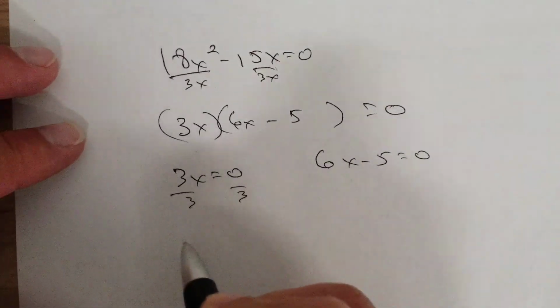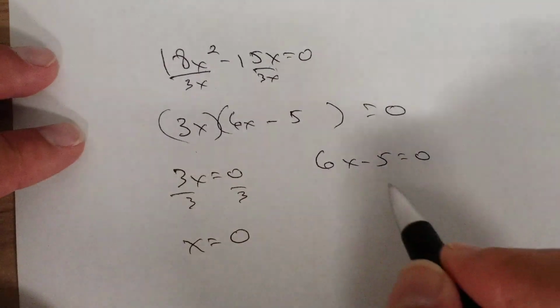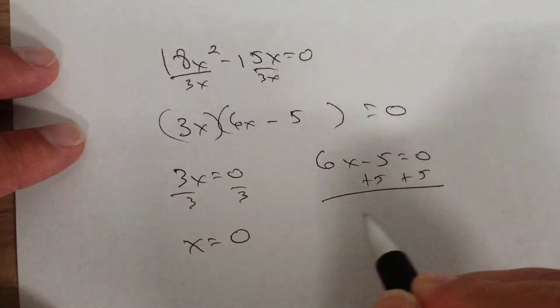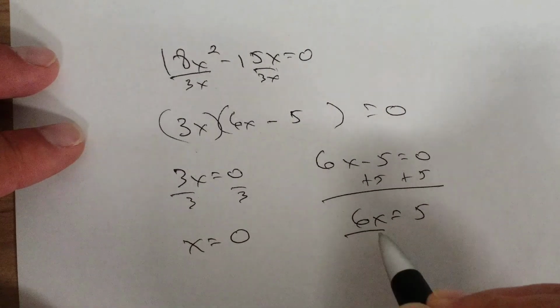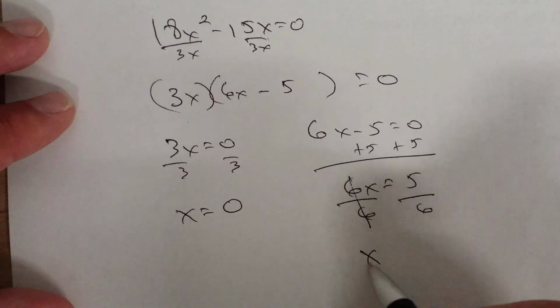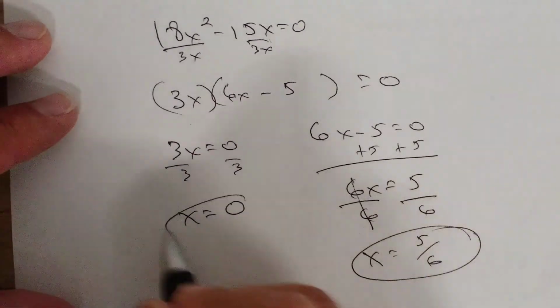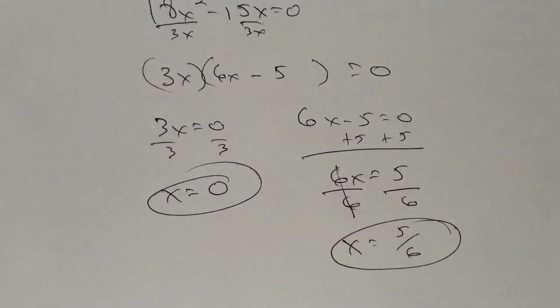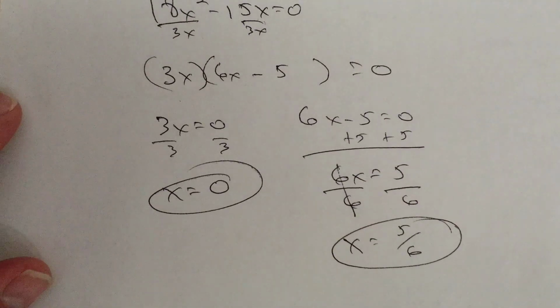When you divide by 3, 0 divided by 3 is 0. You add 5 to both sides. You get 6x equals 5. I'm not finished. This is a two-step equation. Divide by 6. And you get x equals 5 over 6. And there's your two solutions. Factoring and solving using the GCF.